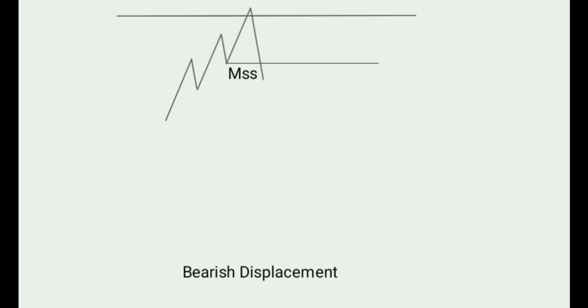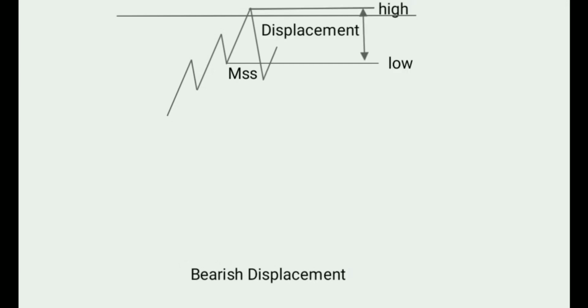After taking out the swing low, we have our market structure shift. This is actually the displacement. And now we have our displacement high and displacement low. Between this range is where we look for our fair value gap, order block, breaker block, etc. This is the place we anticipate the movement to the downside. It's very, very important.